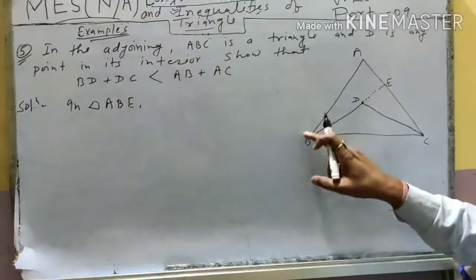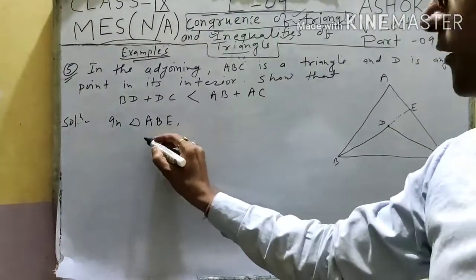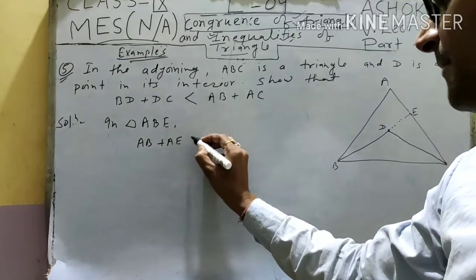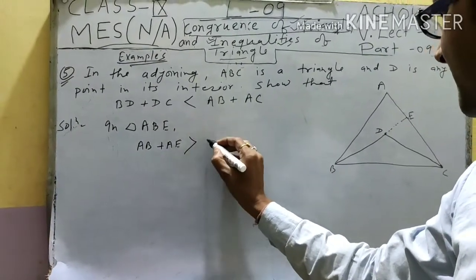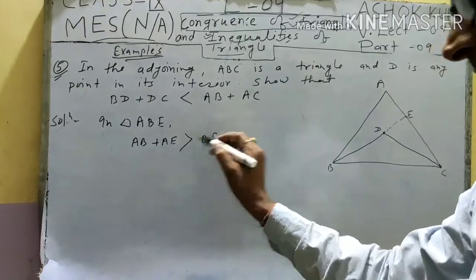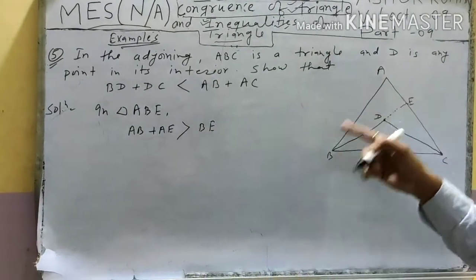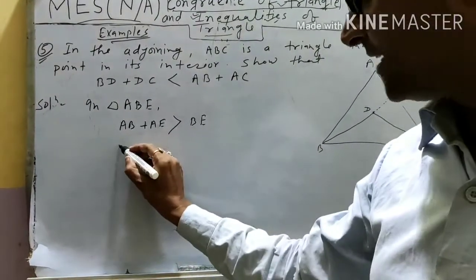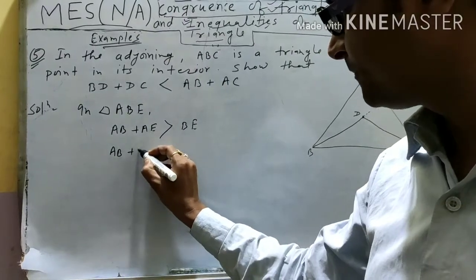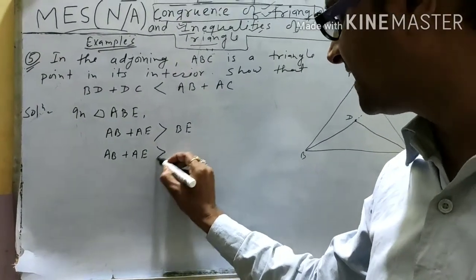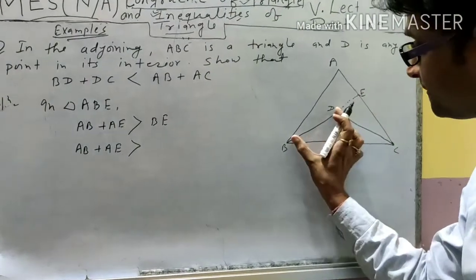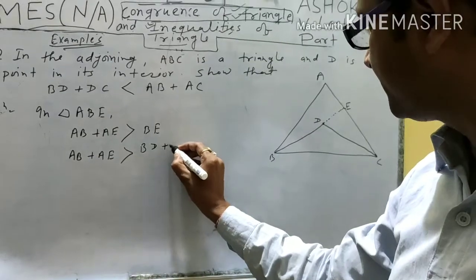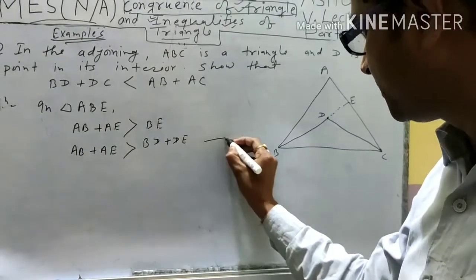In triangle ABE, we know that the sum of any two sides is greater than the third side. So we can write this equation also. AB plus AE is greater than BE. Again student, AB plus AE is greater than BE. BE can be written as BD plus DE. Write down here student, BD plus DE. This is equation first.